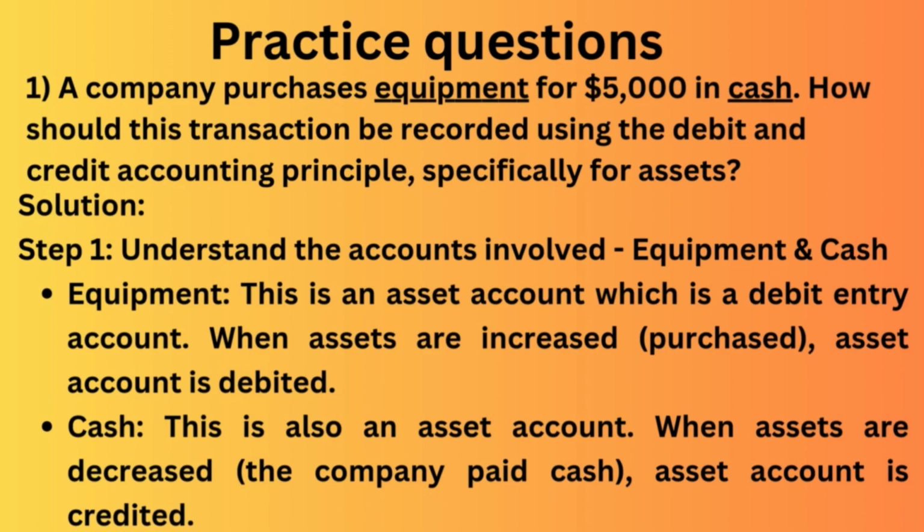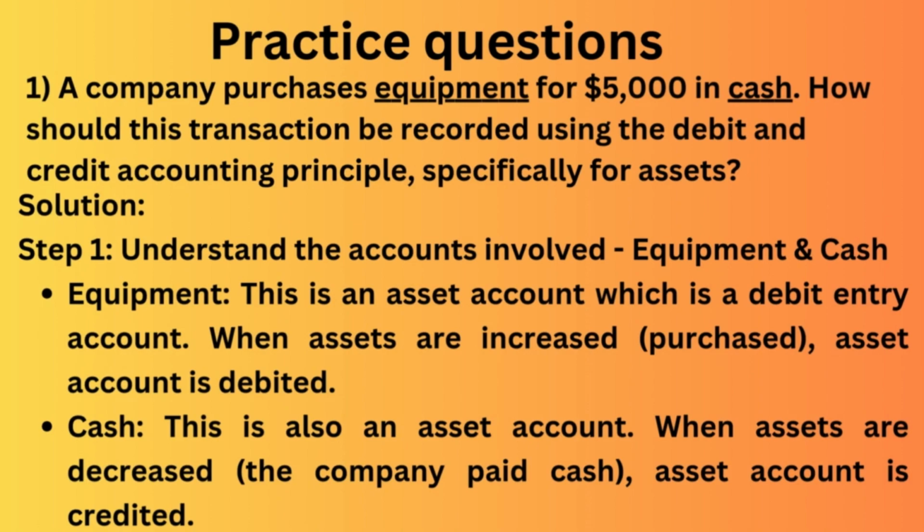Now, the first step is you need to understand the accounts involved in this transaction illustrated here. You can see it's clearly highlighted and which should pop out in every transaction. You can clearly see equipment and cash. Now, from all we have gone through so far, we know that equipment is an asset. And we know all assets are debit entry accounts, meaning that the point of entry is on the debit side. So if you need to increase the balance of your equipment account, you need to post to your debit side. So that's the first thing you need to understand.